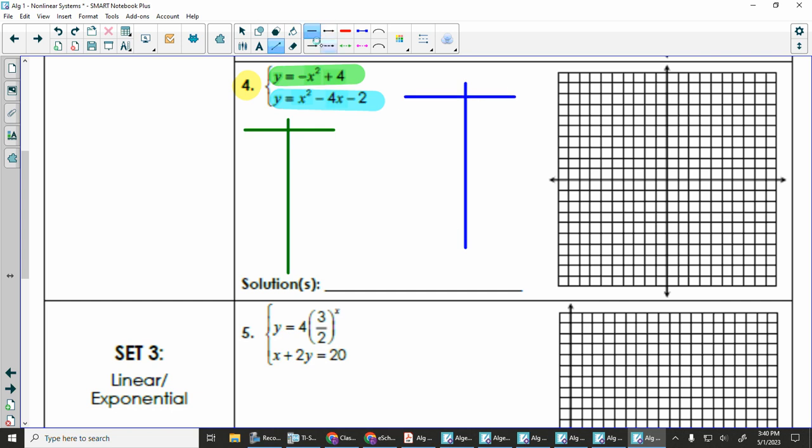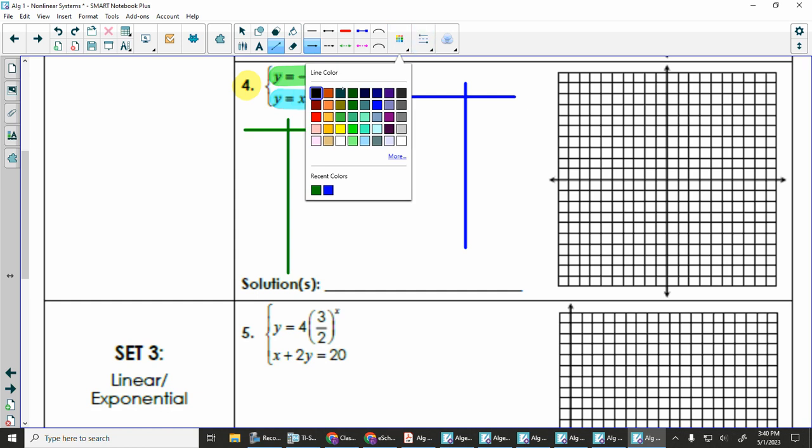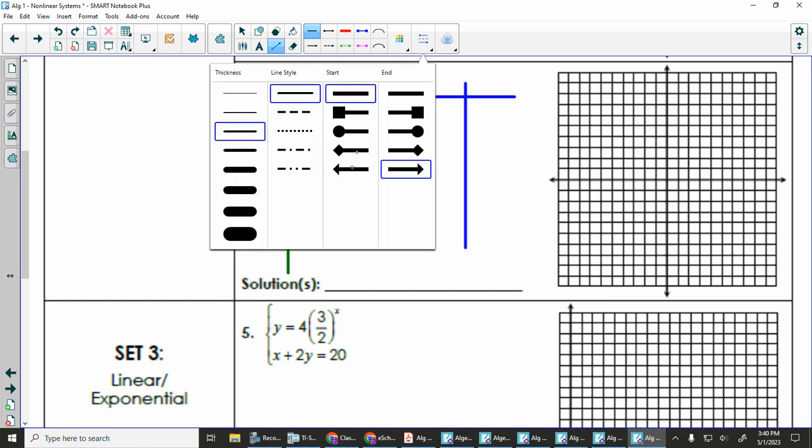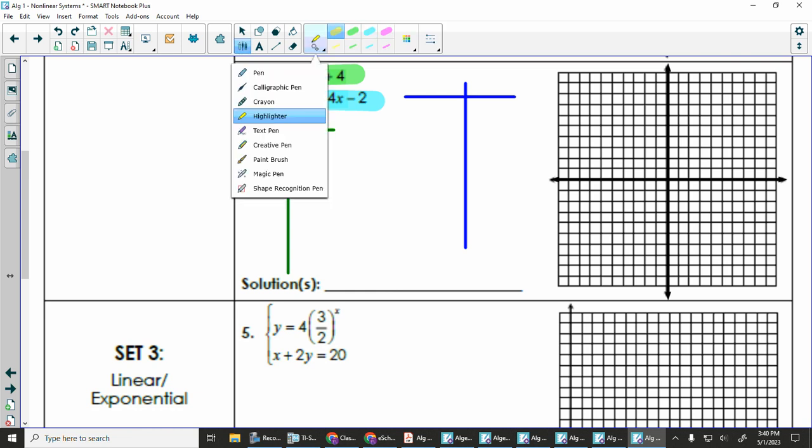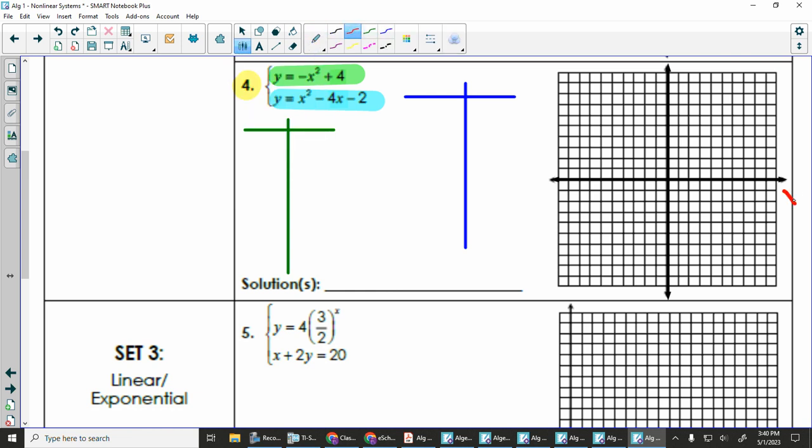Again, I want to make these axes a little darker for us here. So there's my y-axis, there's my x-axis. Okay, always make sure you label your axes. Okay, and now I'm going to get the calculator to help me. All right, now remember, check to see how much room you have.